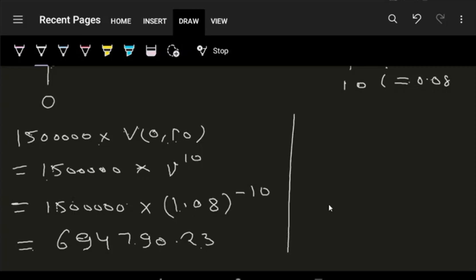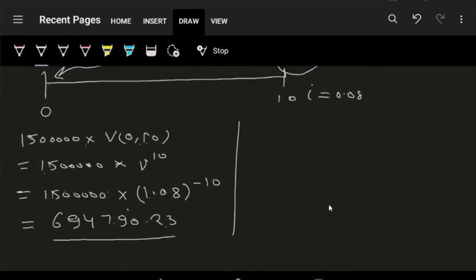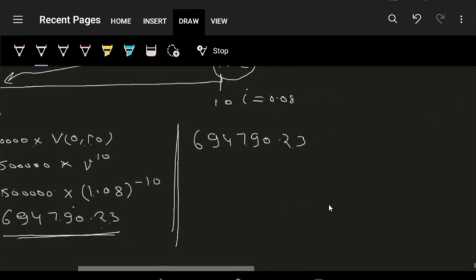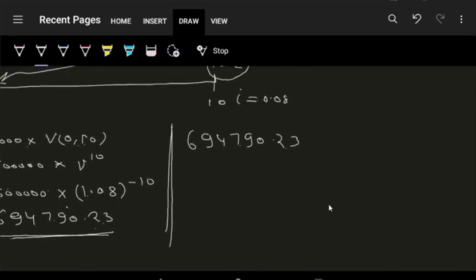To check whether I've calculated the right amount, I can accumulate this value again to time 10. In order to do that, I will use this amount and multiply it with the accumulation factor, that is 1.08 to the power 10, and since we have calculated it right, the amount will come out to be 15 lakh.